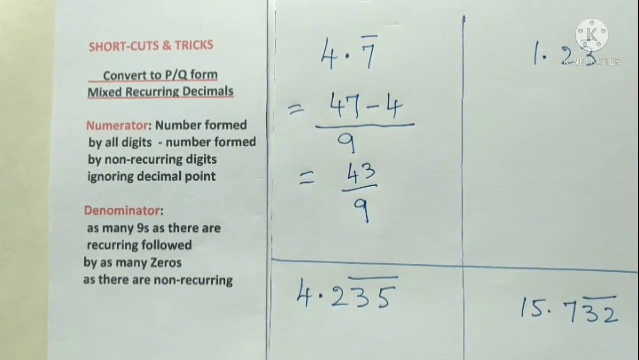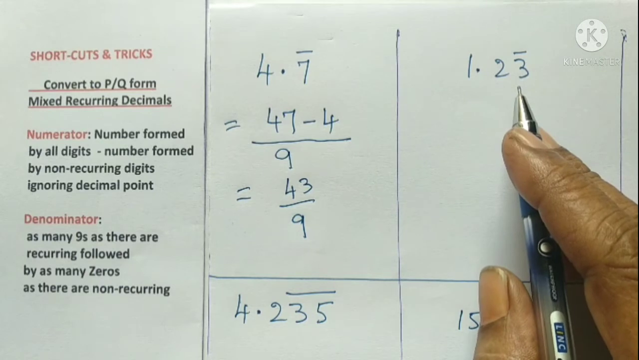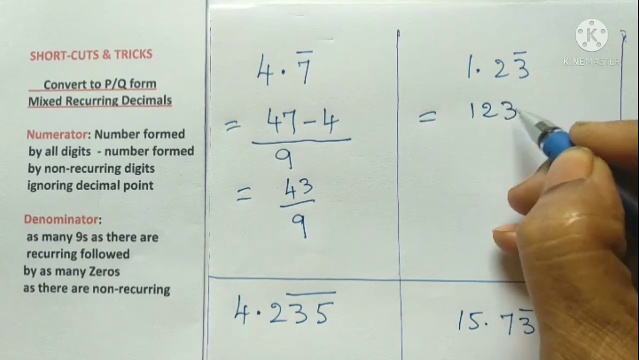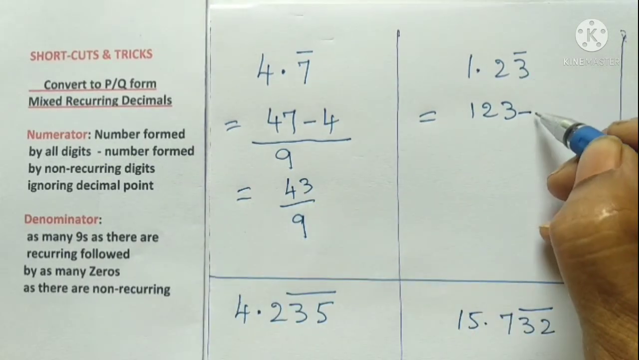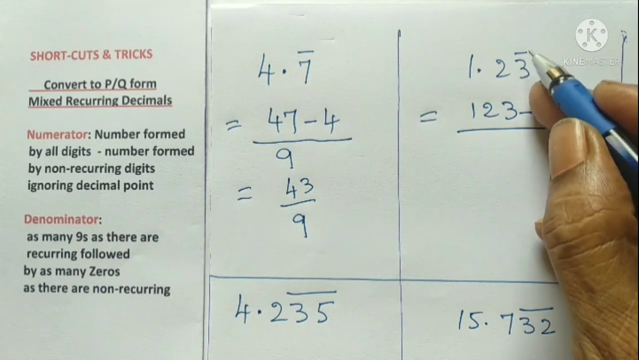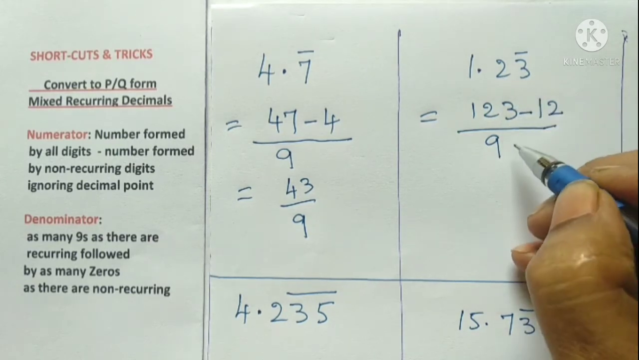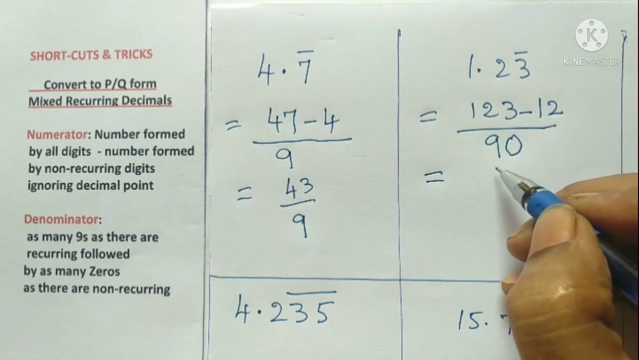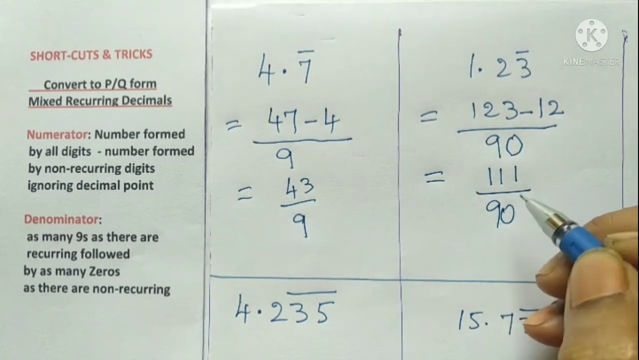Let us check another example. 1.23 bar. Here the numerator will be the number formed by all the digits, means 123, minus the number formed by non-recurring digits, means 12, by, only 3 is recurring. So take one 9 and only 2 is non-recurring, so one 0. So the answer will be 123 minus 12, means 111 by 90.